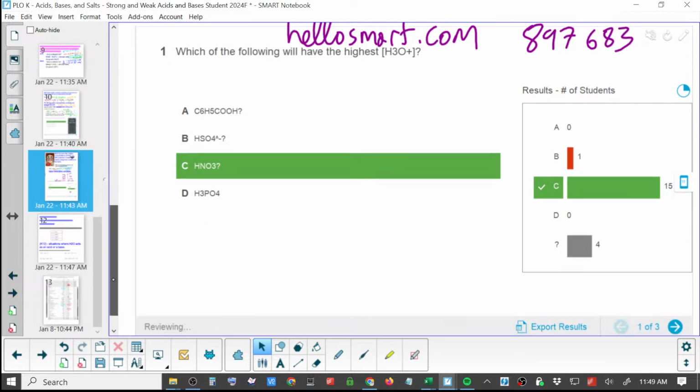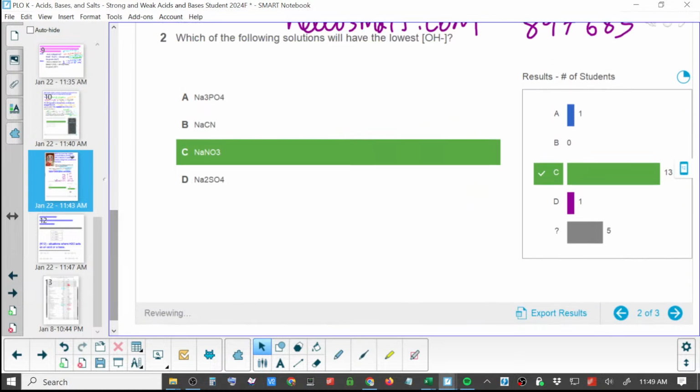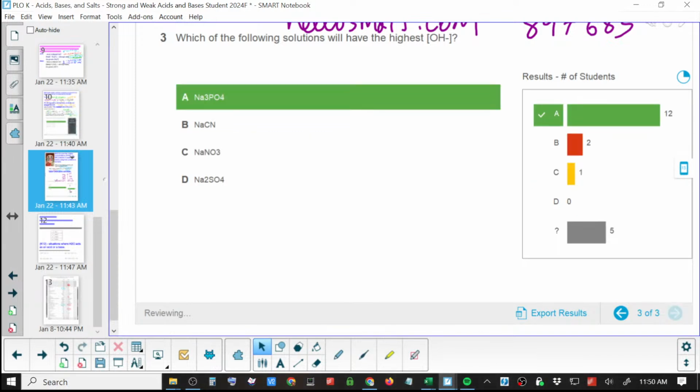Oh, I need to scroll down. Number 2. Which of the following solutions will have the lowest concentration of hydroxide? NO3 is the conjugate of a strong acid, so it is not a base. It's a base in name only. So all the other ones will actually react with water and give you some hydroxide. That'll give you none. Nice. I got all of them.